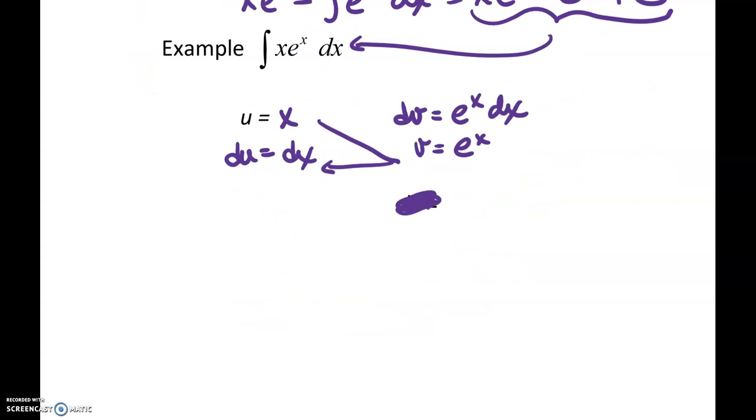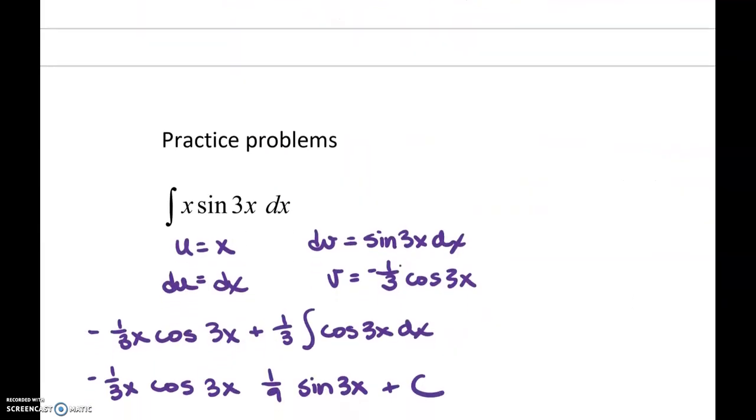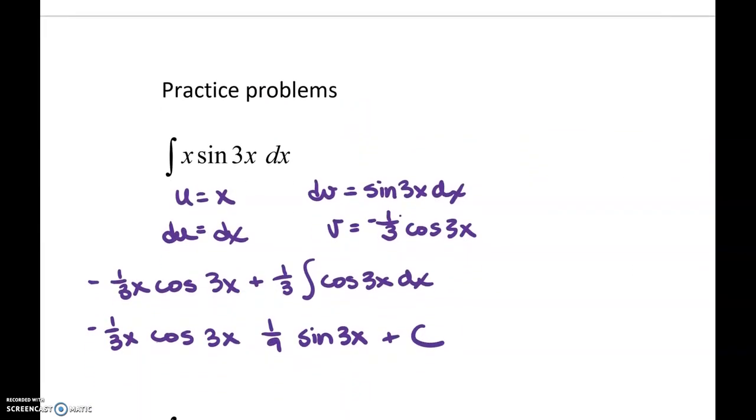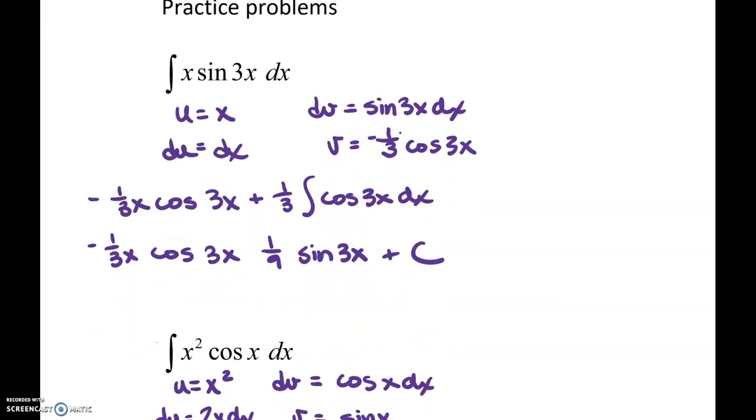Okay? So I have some examples already done in the notes, but let me go over them with you the best I can. Again, we've got a product of two non-constant functions. We let u be x. We let dv be sine of 3x dx. We differentiate x. We anti-differentiate dv. And then we put it in the formula, uv minus the integral of v du.